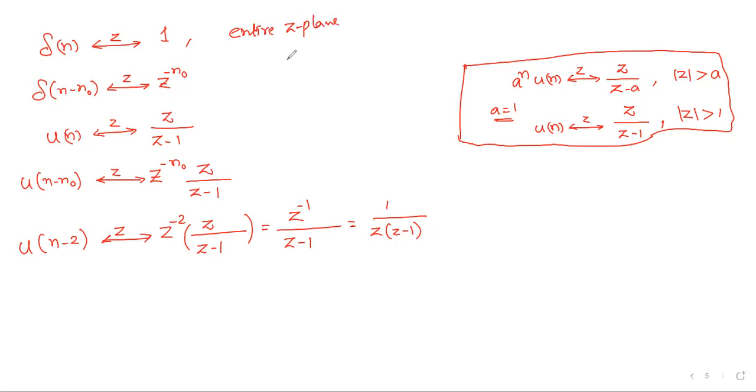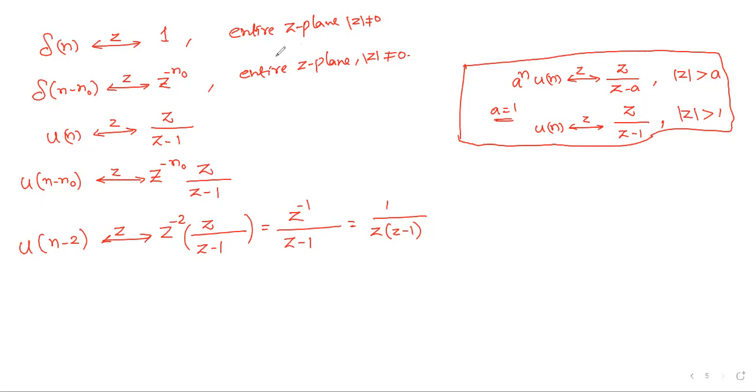So now, for this, if you apply the time shifting property, what is the ROC? For del of n minus n naught, what is the ROC? That will become the entire z plane, except mod z not equal to 0. This is the entire z plane, but it should not be 0. The radius should not be 0. That is the ROC for del of n.